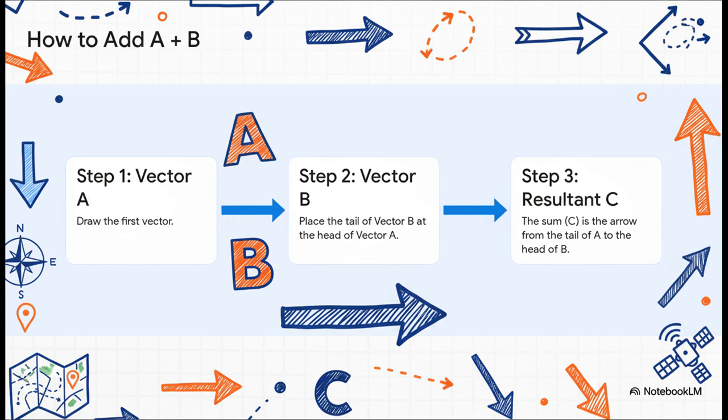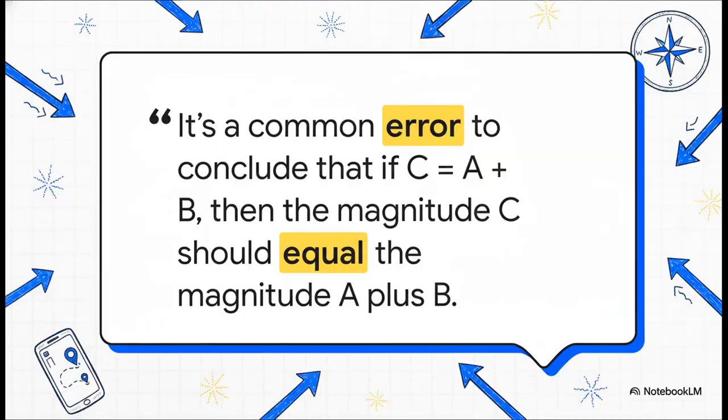You draw your first vector, we'll call it A. Then, right at the tip, the arrowhead of A, you start drawing your second vector, B. The final result, which we call the resultant, is just a new arrow that you draw from the very beginning of your trip, the tail of A, all the way to the absolute end, the head of B. Now listen up, because this is a really crucial point.